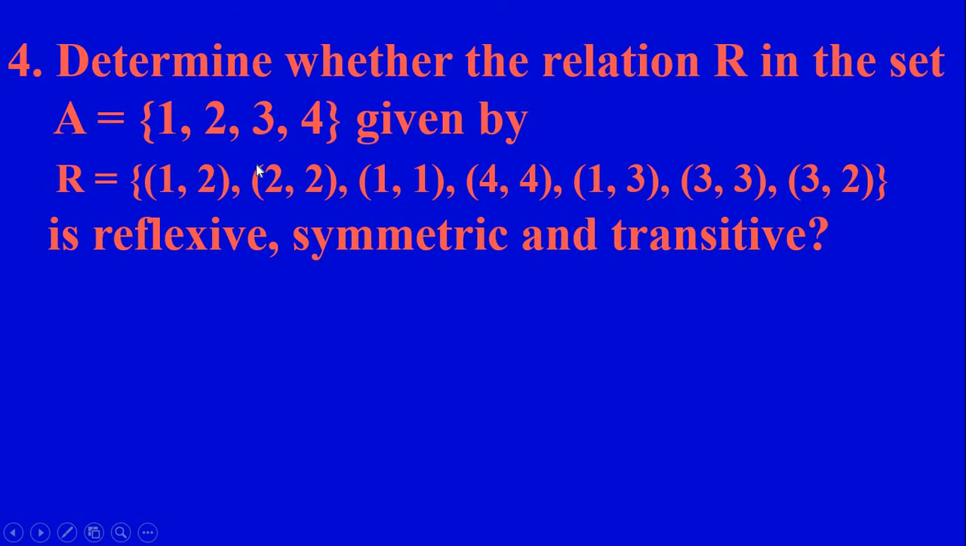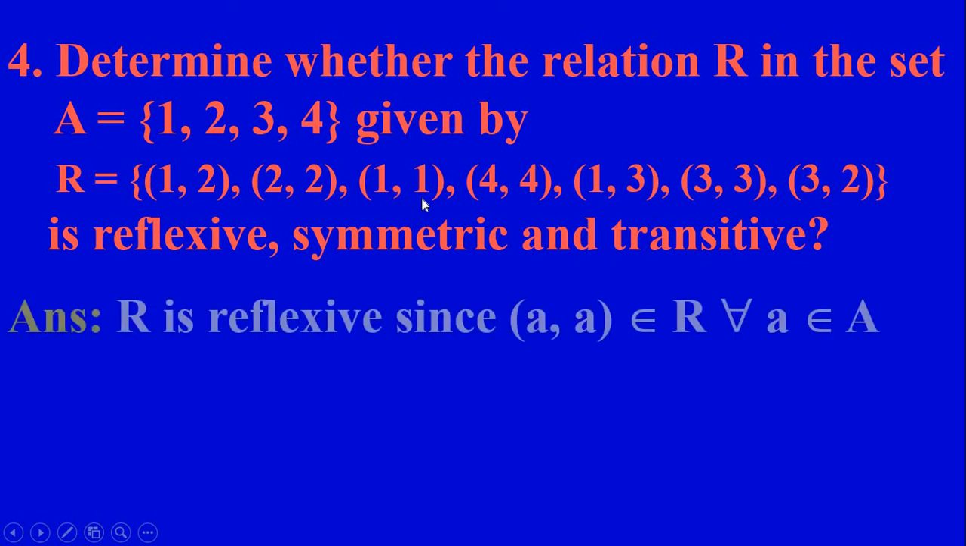The next problem, determine whether the relation R in the set A = {1, 2, 3, 4} given by R = {(1,2), (2,2), (1,1), (4,4), (1,3), (3,3), (3,2)} is reflexive, symmetric and transitive. You have to verify each property. First we consider reflexive: we have (1,1), (2,2), (3,3) and (4,4). Every element is related to itself, therefore this relation is reflexive, since (a,a) belongs to R for all a belonging to A.